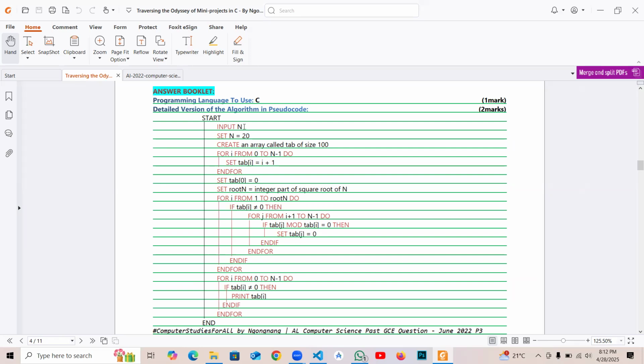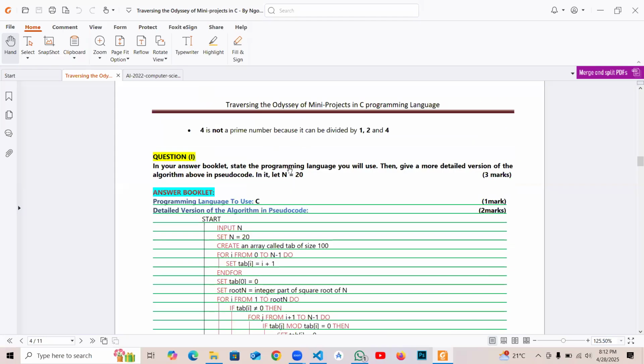Input n, that is obtaining the maximum value of a range from the user, right? And in our program, they say we should take n to be 20. This is it. Let n be 20. So I say set n to 20. Then they said create an array called tab of size 100. I think that's what was given in our question.